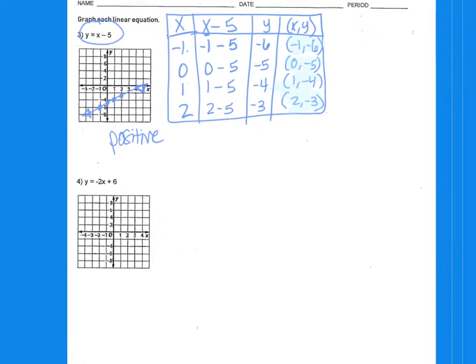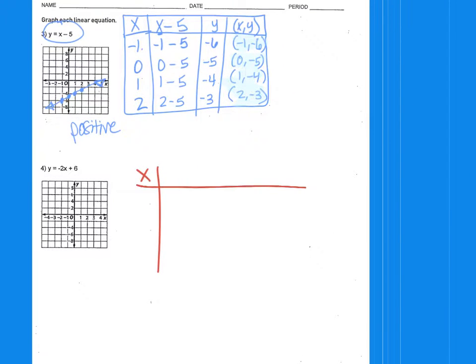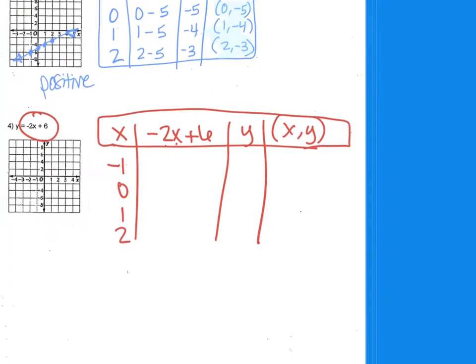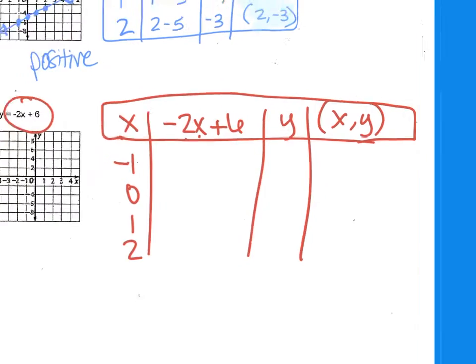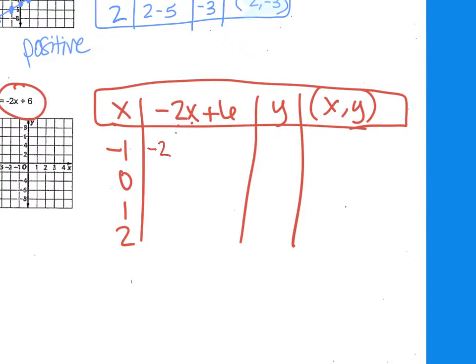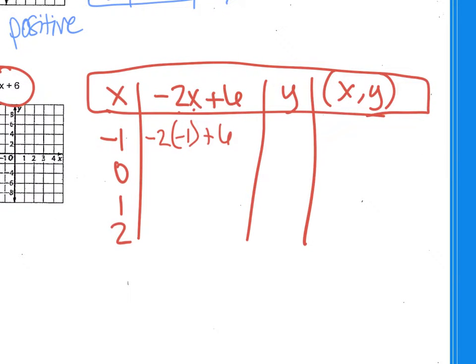Okay, so same thing on number 4. I'm going to make that table. I'm going to use the same x values, -1, 0, 1, 2, but we've got a different equation. So I'll put that in there, y, and then x and y. So remember, if you've got your number right next to that variable, that x, what operation are we going to be doing? We're multiplying. So when I plug in that x, we're multiplying by that number. Right, so -2 times -1 plus 6. -2 times -1 is +2. So what's +2 plus 6? 8. So that's our point. -1, 8. My x and my y.